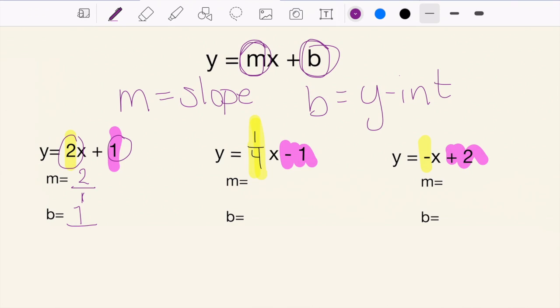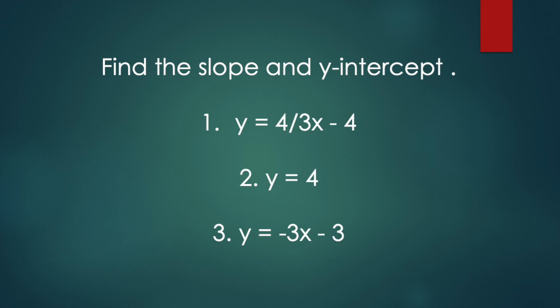In this next one, y equals 1/4 x minus 1. So we have 1/4 in the m position, our slope, and -1 as our y-intercept in our b position. Now this one right here, it's kind of interesting. There's not a number in front of the x, but we see a negative. Anytime there's not a number in front of that, remember, we can put an invisible 1. So our m is -1. And remember, if it's a whole number, we put it over 1. And then our b is going to be 2. So go ahead and look at these examples.